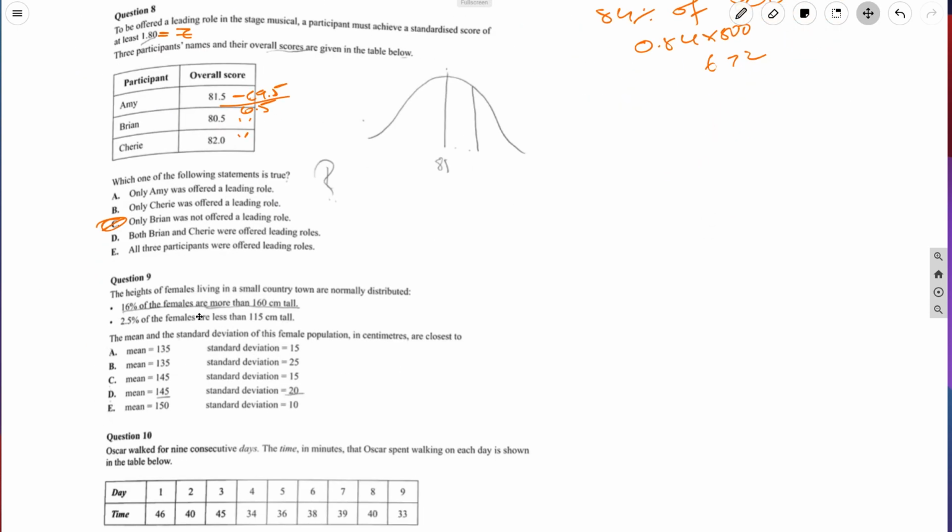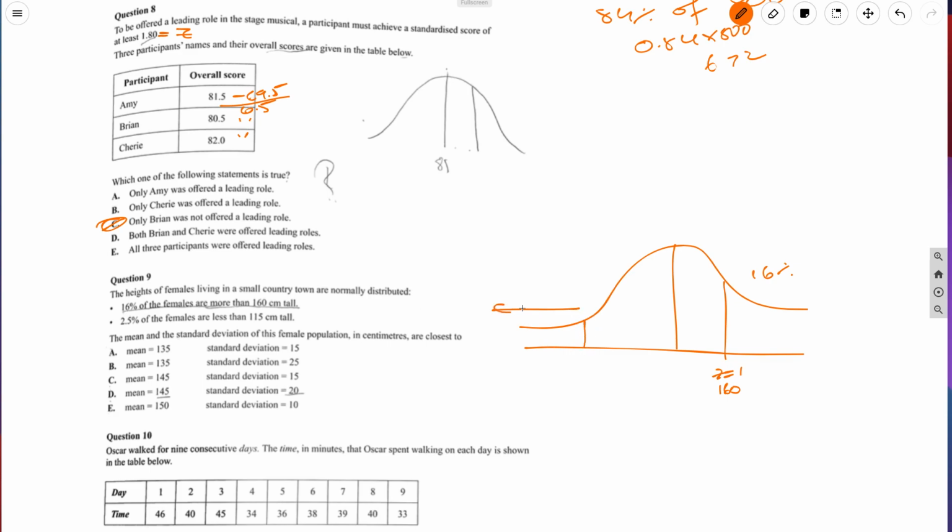The heights of females living in a small country town are normally distributed. 16% are more than 160. So again, 16% is more than one standard deviation. We've got 16% sits to the right of this position of Z equals 1. And then that represents 160 centimeters. 2.5% are less than. So the lowest 2.5%, which is Z equals -2, that would be 115.